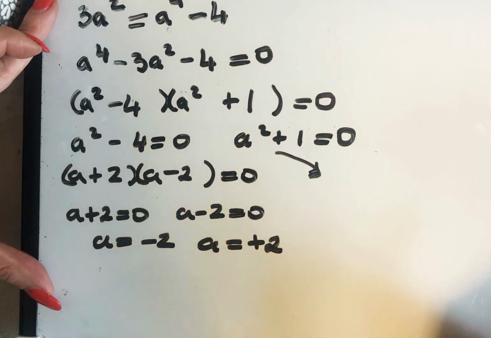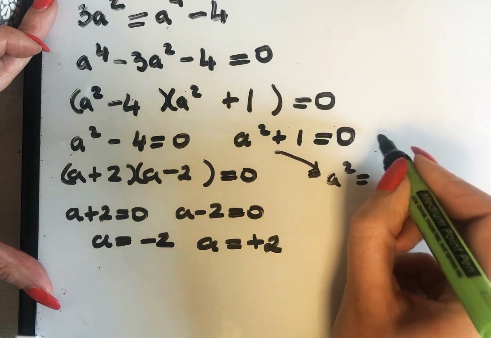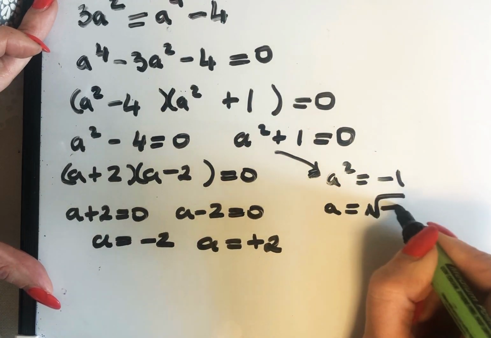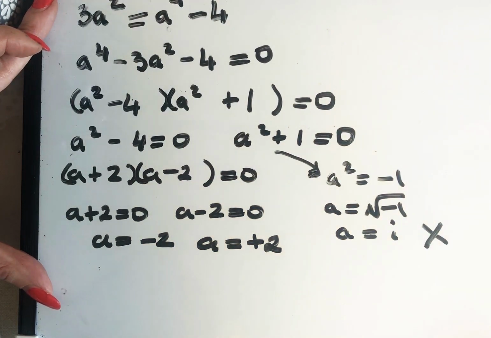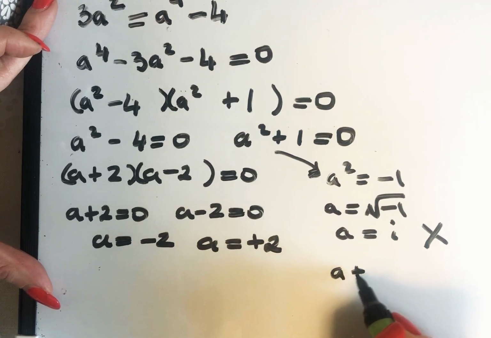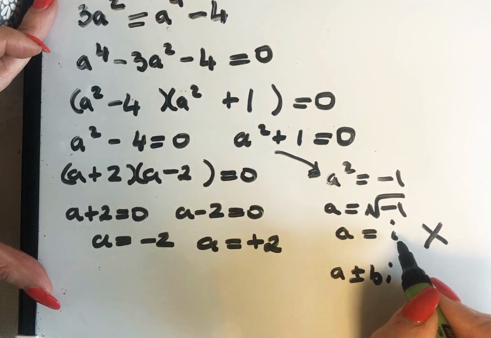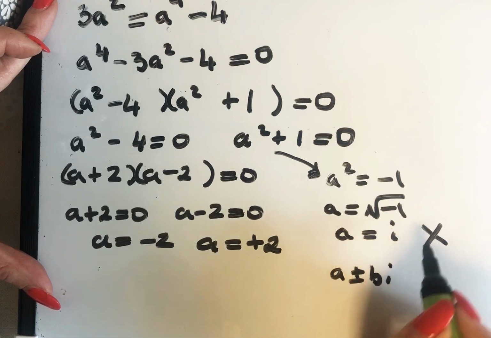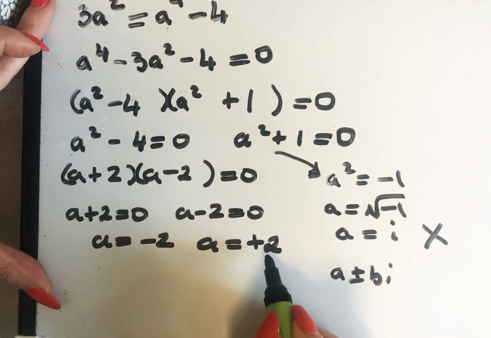Now let's look at this one over here as well. So we'll bring that down over here. And if we bring positive 1 across, we get negative 1. And if we square root both sides, we get the square root of negative 1, which of course means a is equal to i. However, that is incorrect because a is the first part of our complex number, just to remind you again, and a is always real. So this i is not a real number, it's in fact imaginary. So we can discard this a is equal to i, and we have our answers here for a. a is negative 2 and a is also positive 2.